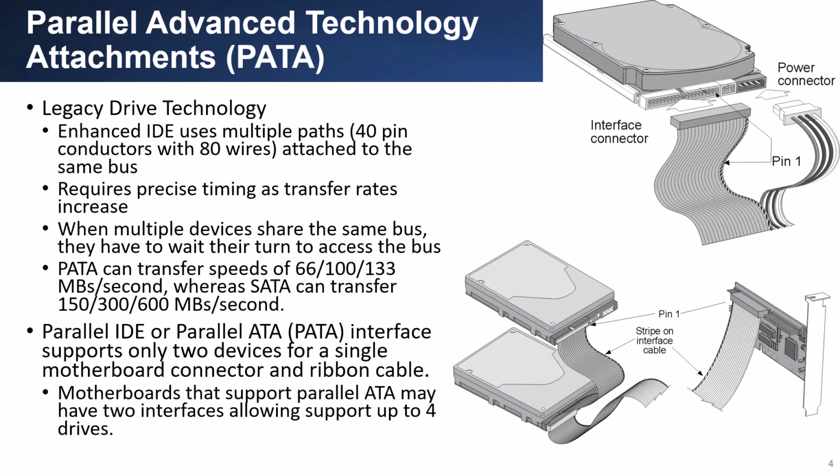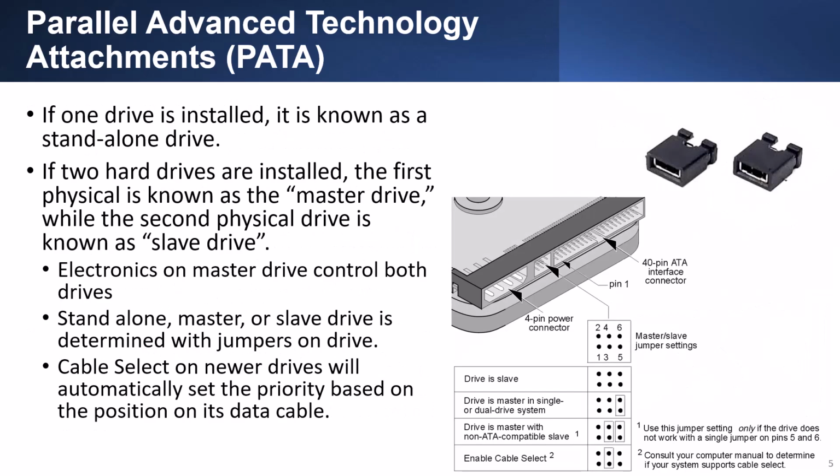Parallel IDE, or Parallel ATA, interfaces support only 2 devices for a single motherboard connector and ribbon cable. Motherboards that support parallel ATA may have 2 interfaces, allowing support for up to 4 drives. If one drive is installed, it is known as the standalone drive. If 2 drives are installed, the first physical drive is known as the master drive, while the second physical drive is known as the slave drive.